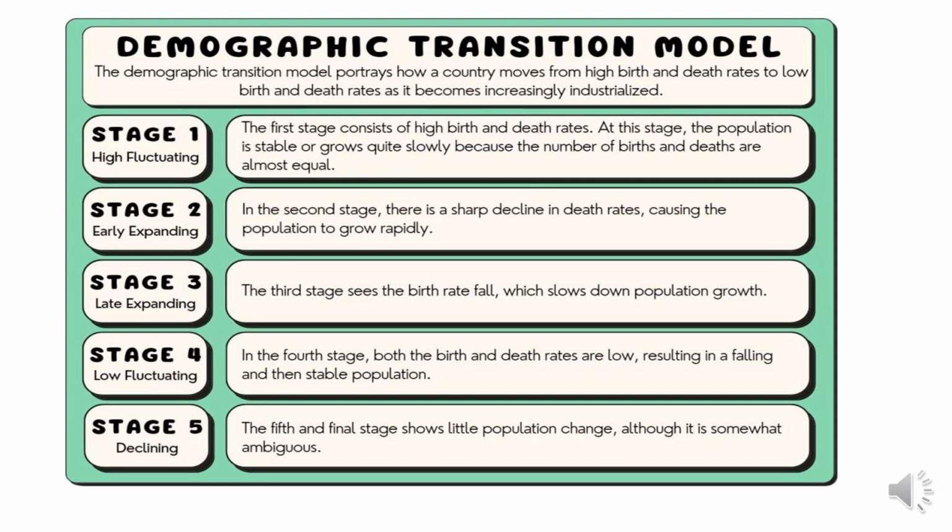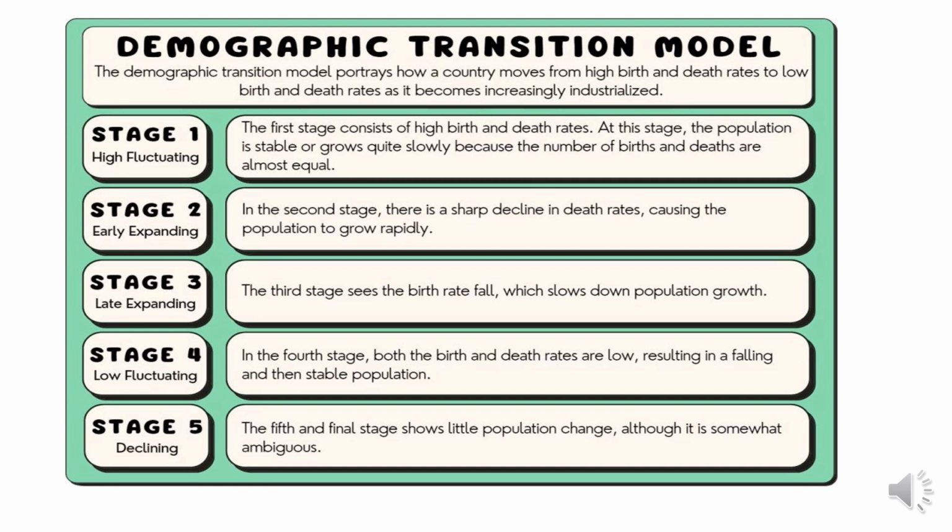The same thing, the demographic transition model. The transition model portrays how countries move from high birth rate and death rate to low birth rate and death rate as they become increasingly industrialized, because of technological advancement and all those things. Stage 1, high stationary or high fluctuating, consists of high birth rate and death rate. At this stage, the population is stable and grows quite slowly because the numbers of births and deaths are almost equal.